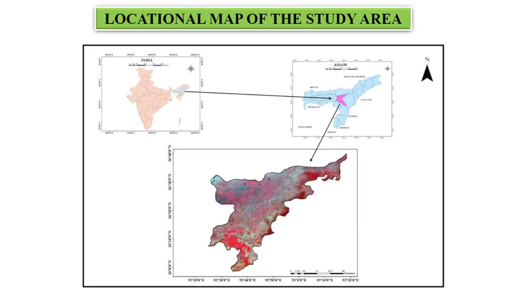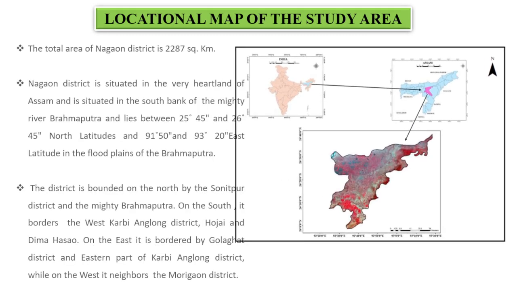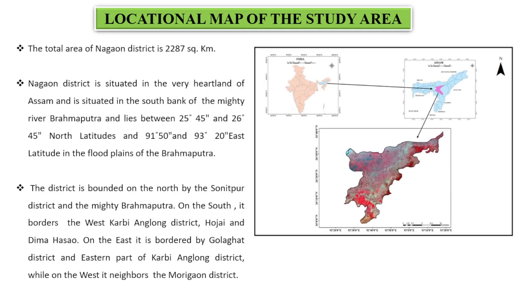This is the location map of the study area. The location map depicted in this slide provides crucial geographical details about Nagaon district in Assam, which spans a total area of 2,287 square kilometers. Positioned in the heartland of Assam, Nagaon is located on the southern bank of the mighty Brahmaputra River, a significant geographical feature influencing the regional landscape and ecology.